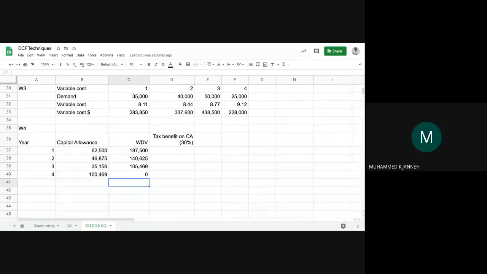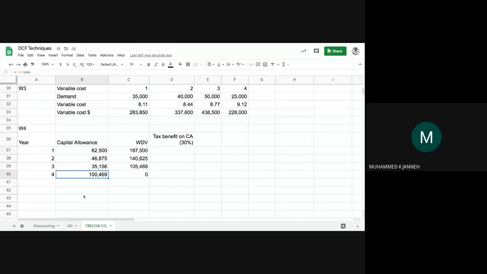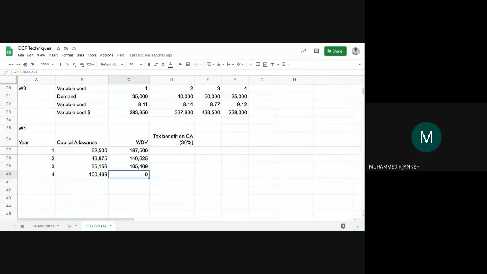Okay, Mr. Fofana. Yes, Mari. In a situation whereby that 5,000 was not sold, then 105,469 is the one we would bring down here, right? Exactly. So that will be the full capital allowance at year 4. Then here the written down value will be 0. Yes, and the written down value will be 0. Okay, sir. Thank you.